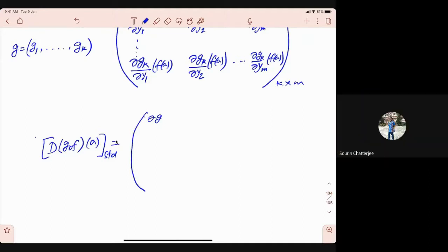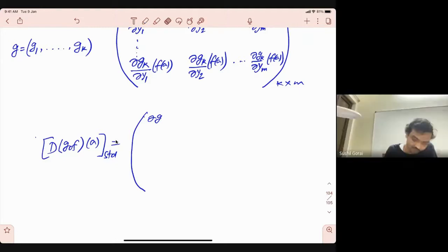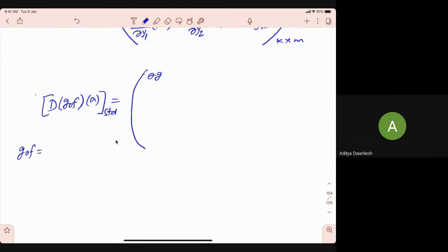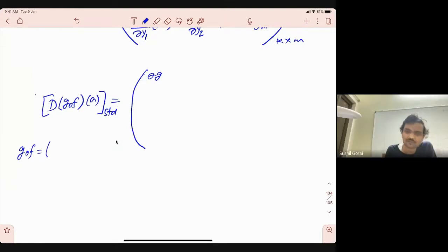K cross N, I mean, the matrix. Yeah, that is true, right? So G compose F will have how many components? K cross N. This is just the composition of two maps. It's not a matrix. It has K components, K components, K components, right?